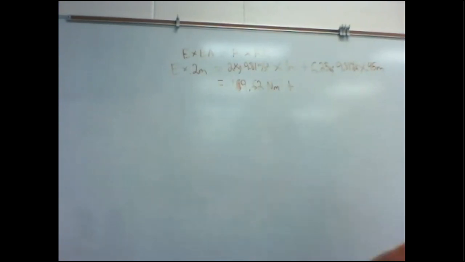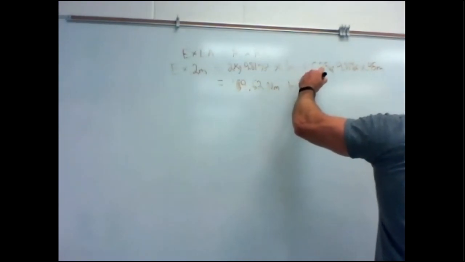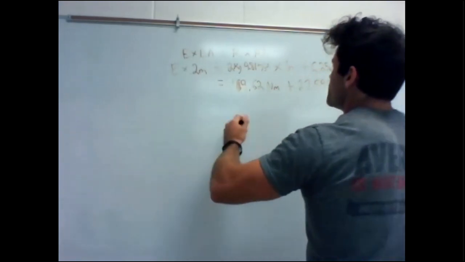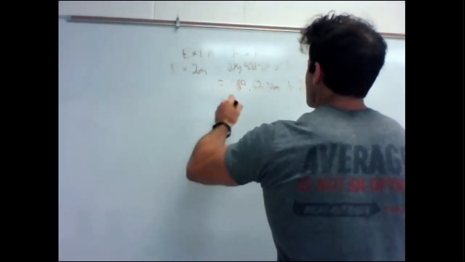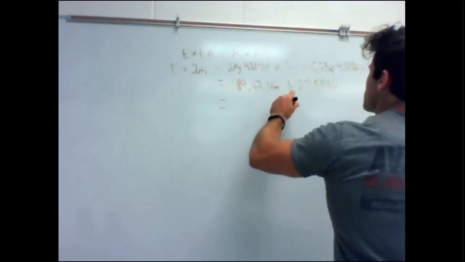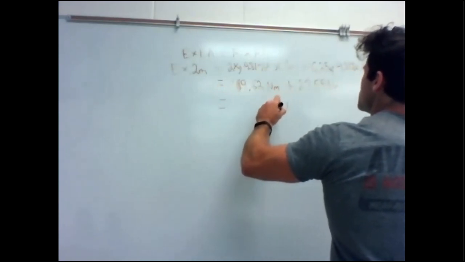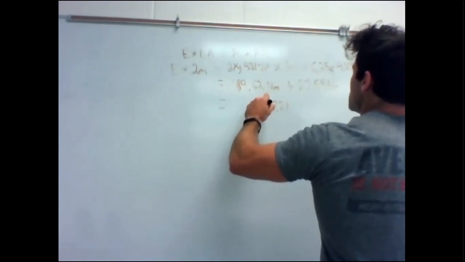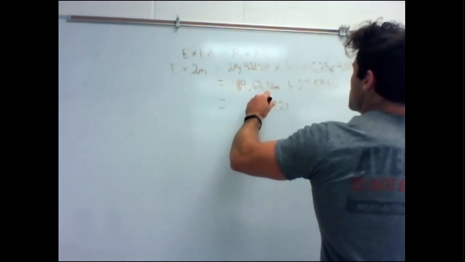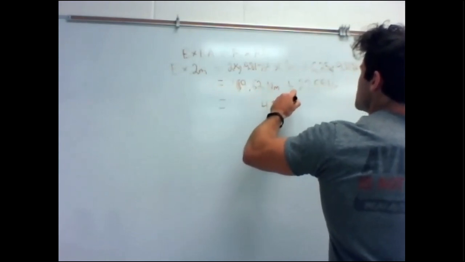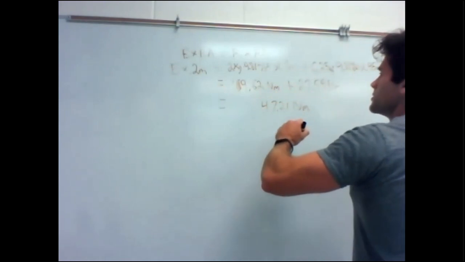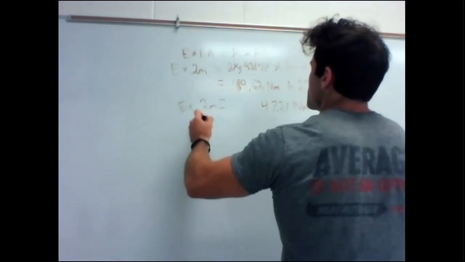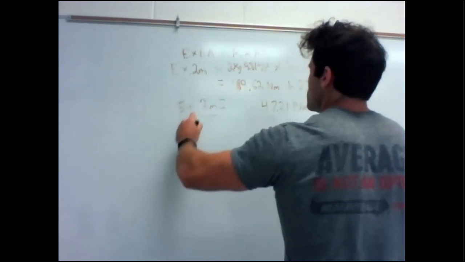27.59? Yeah. Thank you. So we would then go ahead and sum those together. So we're going to end up with 47.2 Newton meters equals our effort times 0.2. So now divide both sides by 0.2.